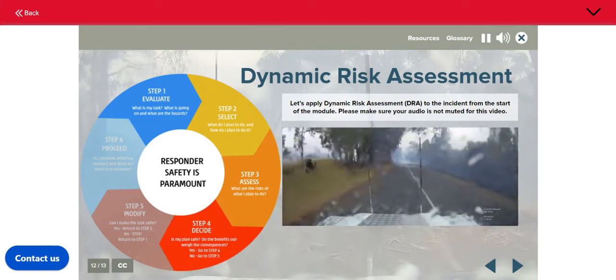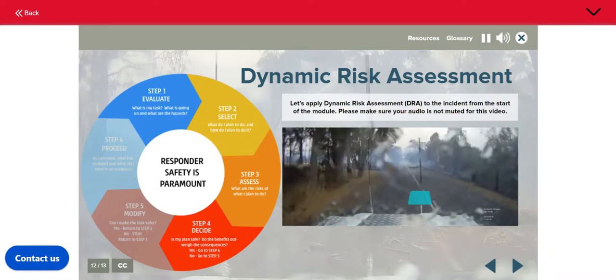Step 4. Decide. Is my plan safe? No, we can see that trees are on fire and there is limb and tree debris on the road. Do the benefits outweigh the consequences? No. Responder safety is paramount.